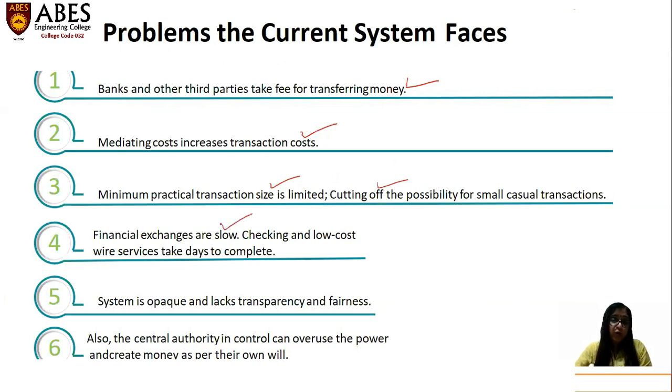Financial exchanges are slow, right? Sometimes it takes time to send money to another person if the bank is different, or if it crosses boundaries, and it is sometimes very slow. Checking and clearing services take days to complete. The system is opaque and lacks transparency and fairness.